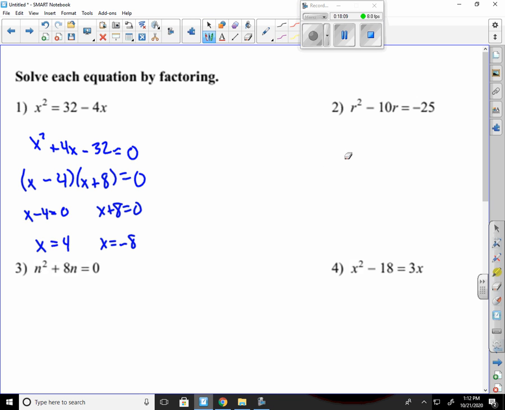Number 2. I need to get the negative 25 over to this side, so I add it over. R squared minus 10r plus 25 equals 0. What multiplies to give me 25? I can tell that that's a perfect square. This is a perfect square as well. It's a minus in the middle, so it's going to be r minus 5 squared. Then it's just going to be r equals 5. This r minus 5 with the squared on the outside just means that it's r minus 5 times r minus 5.